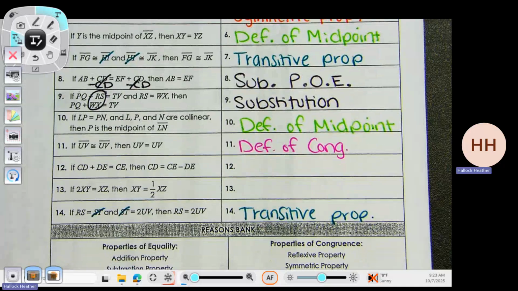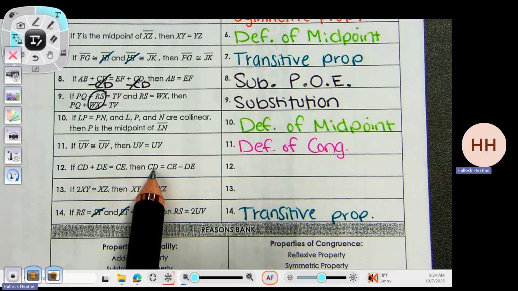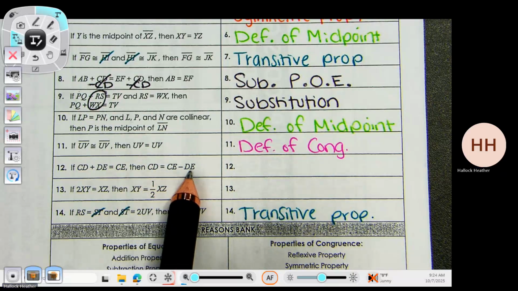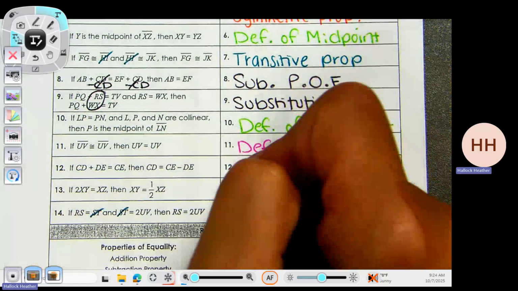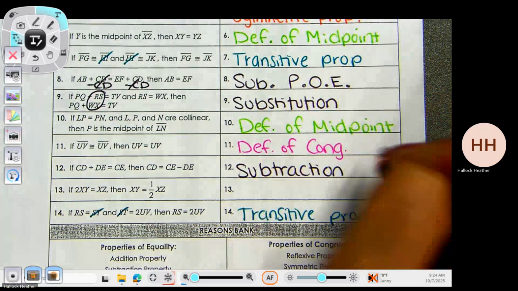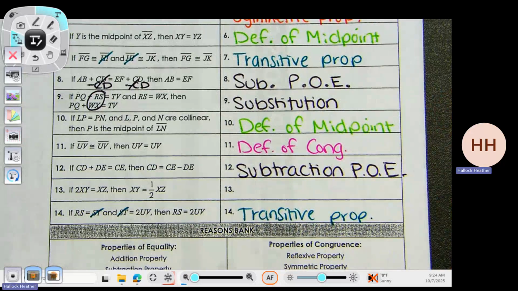And then the last two: 12 says CD plus DE equals CE, then CD equals CE minus DE. Is that one? Somebody was about to say it. Subtraction. I don't know why I wrote it all out. Whatever. And then 13 says 2xy equals xe, then xy equals 1/2, division.